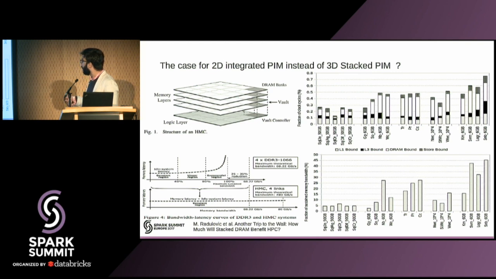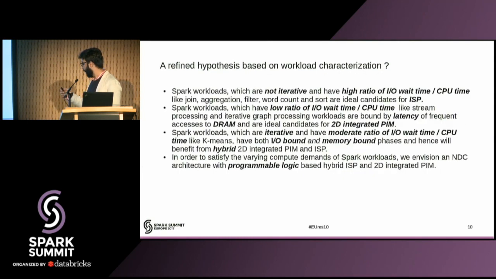But still, what we see is that most of these workloads are DRAM bound here. So it means that data movement is still the problem. What I'm showing, from both this graph and this graph, is that we do not need, let's say, the high bandwidth of the HMCs, but we still need the logic layer in order to reduce the data movement. And that's where I'm talking about the 2D integrated PIM.